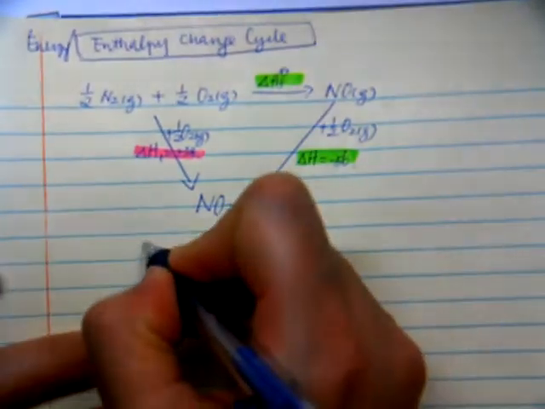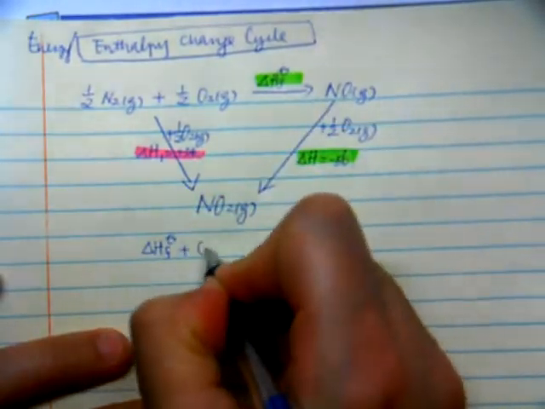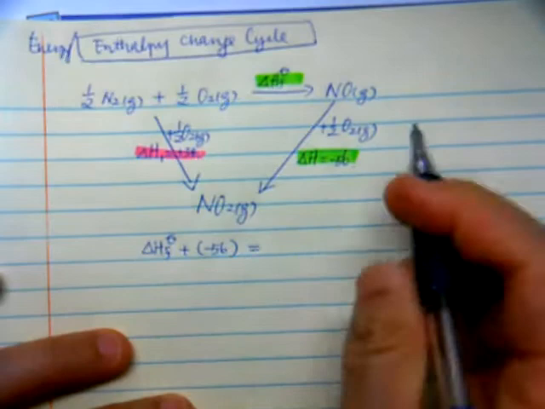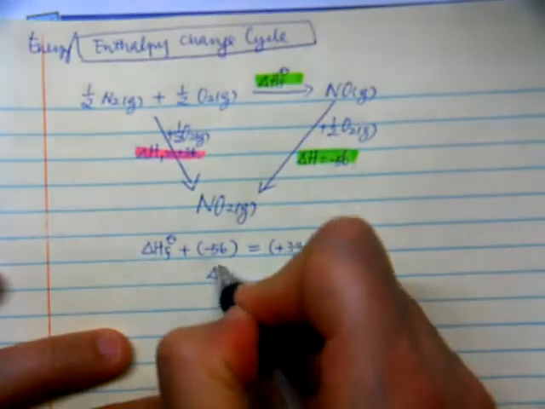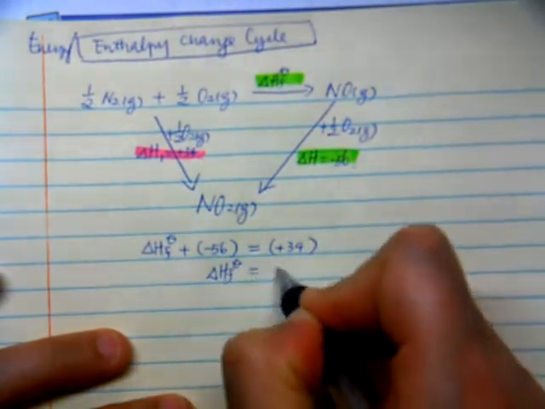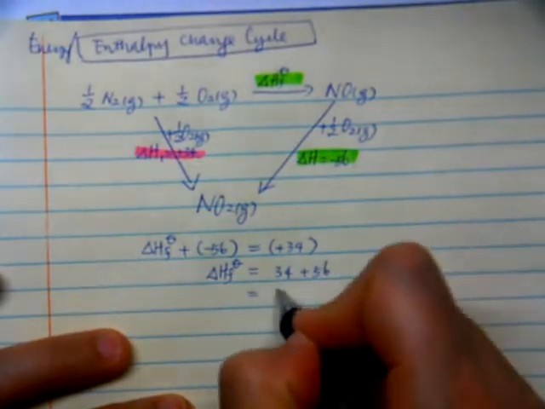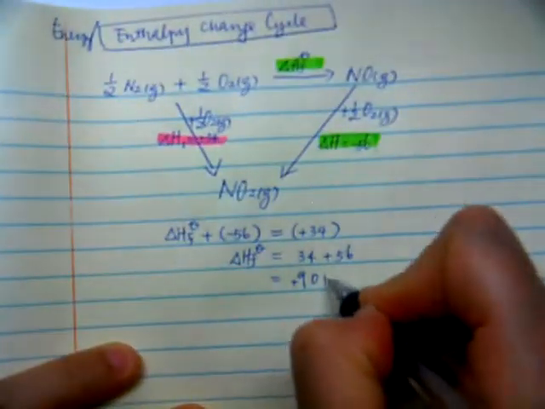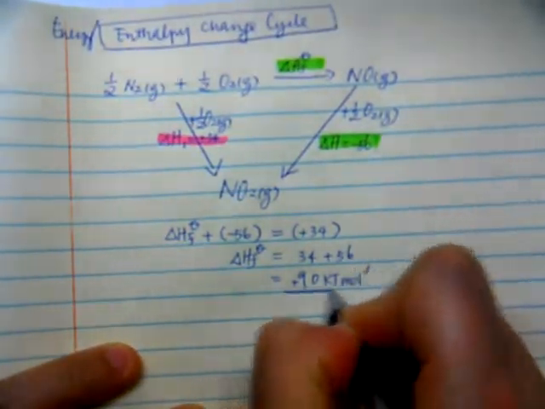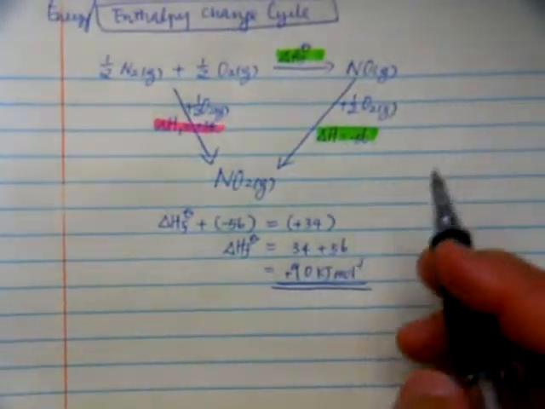Next, put them together. Delta Hf plus 56 should be equal to positive 34. Therefore, delta Hf is equal to 34 plus 56, which is equal to positive 90 kilojoule per mole. That's the answer. Again, please try by yourself.